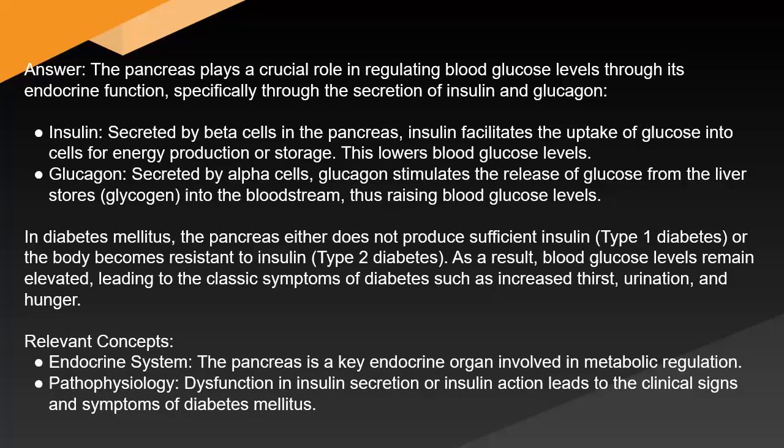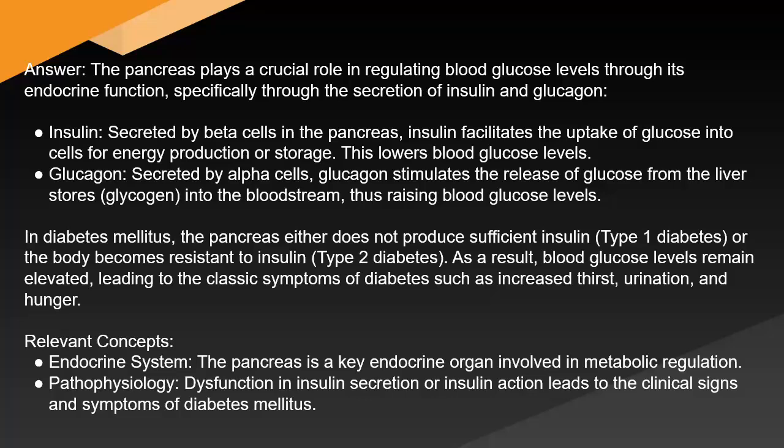Insulin facilitates the uptake of glucose into cells for energy production or storage. This lowers blood glucose levels. Glucagon, secreted by alpha cells. Glucagon stimulates the release of glucose from the liver's stored glycogen into the bloodstream, thus raising blood glucose levels.